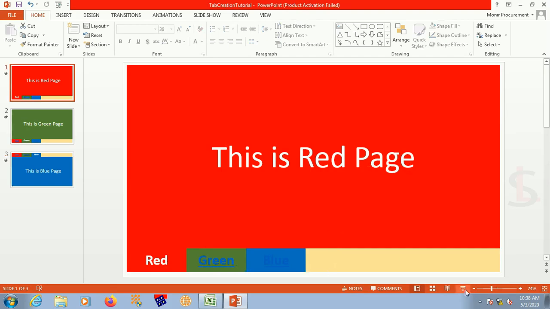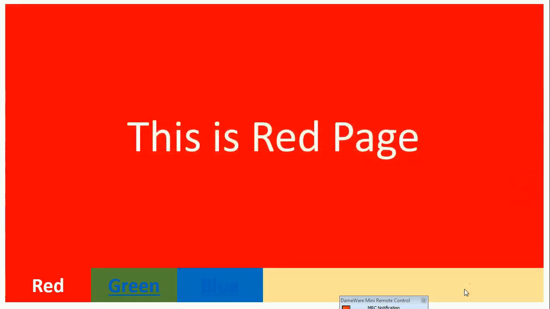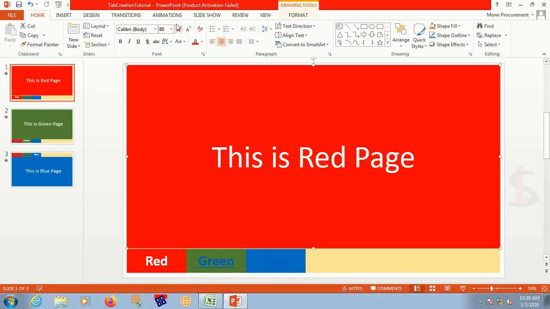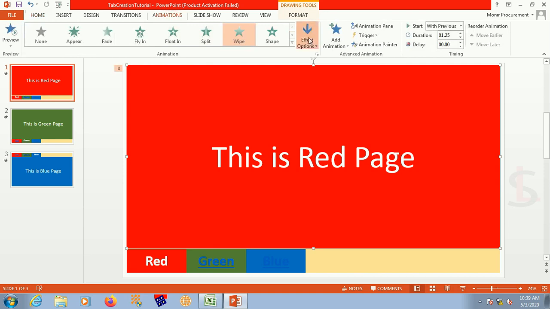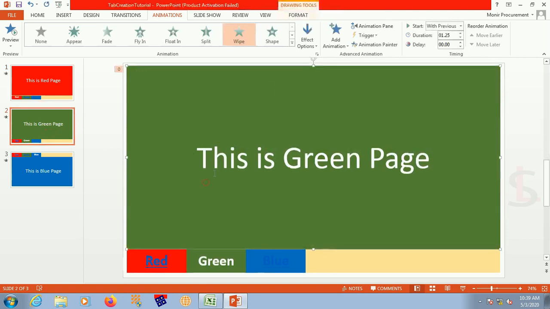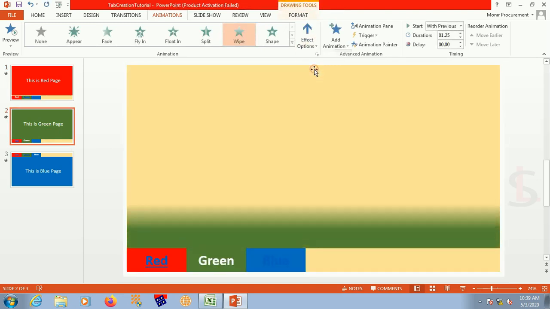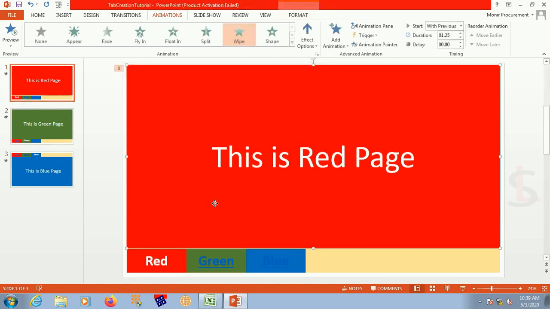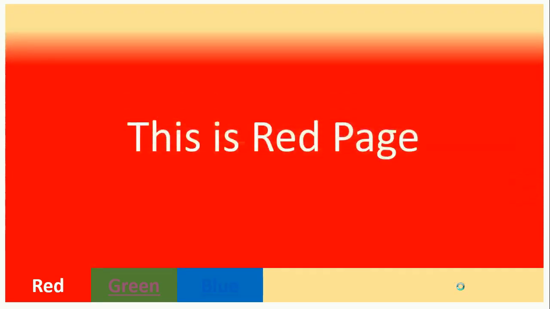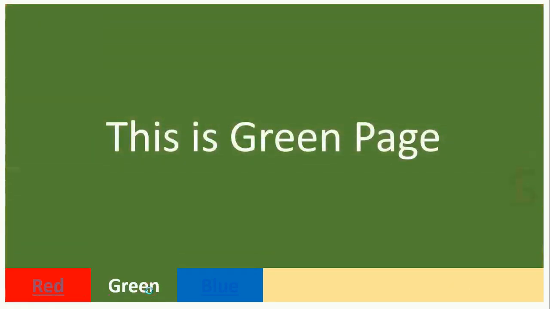Now for the animation, I should change the effect option of the body animation to from bottom. In the next slide also the same, from bottom. Okay, now it's fixed. Go to slideshow. Yes, it's now working fine. Click on green, yes, in the green tab.